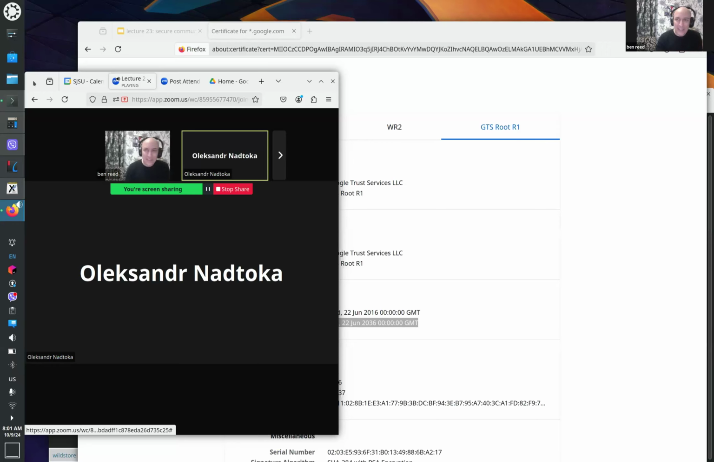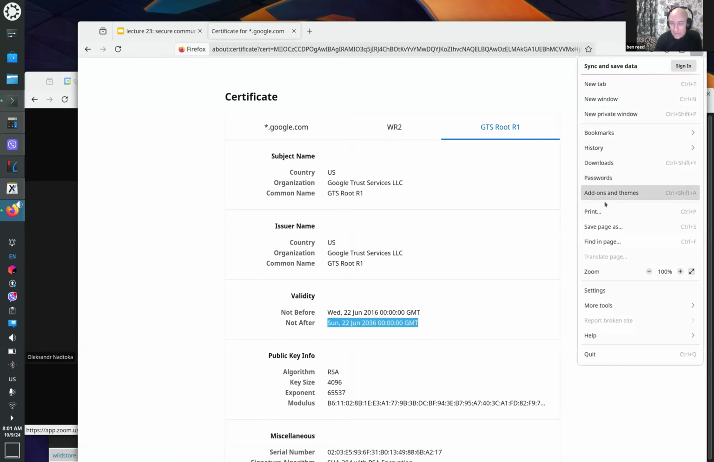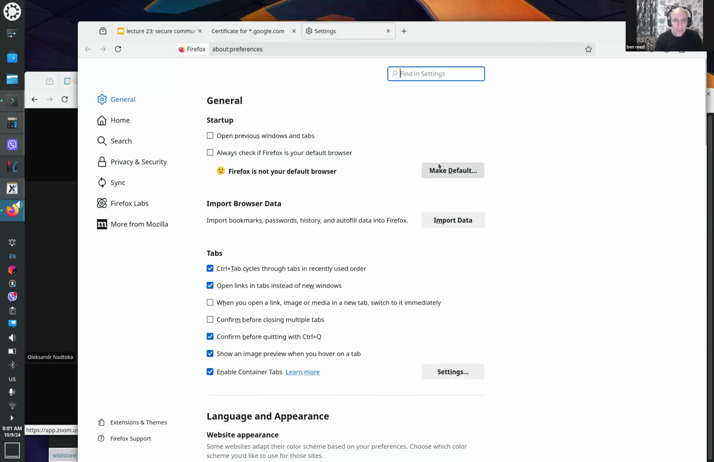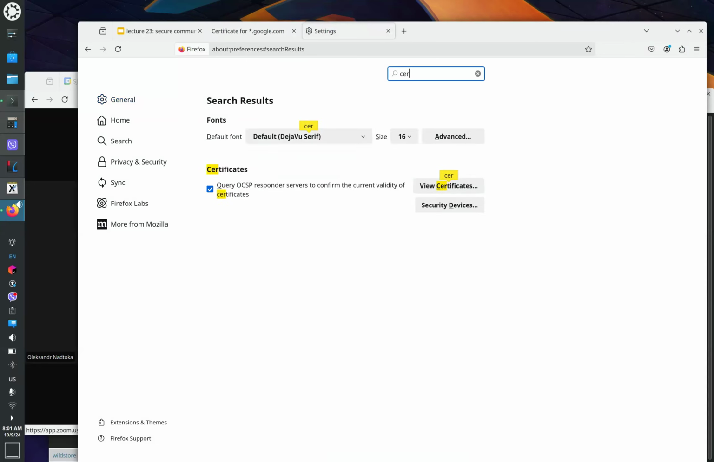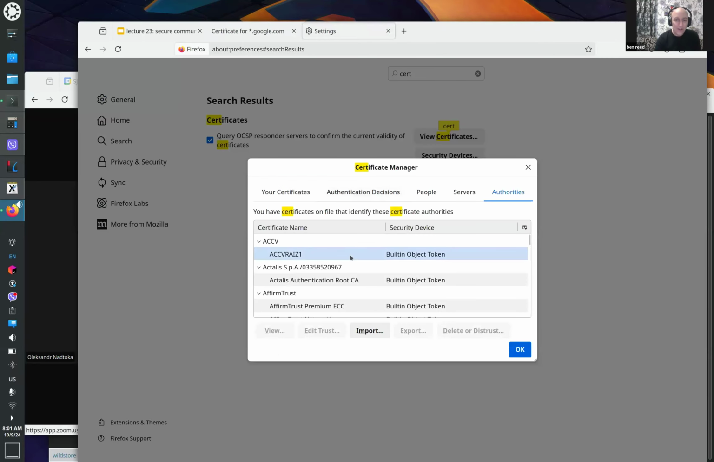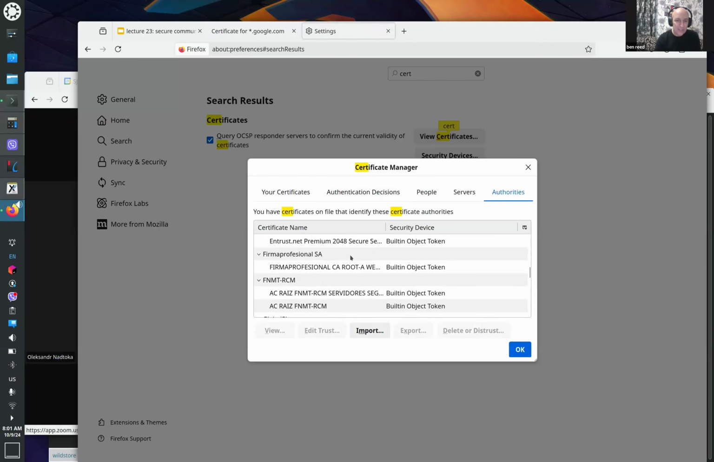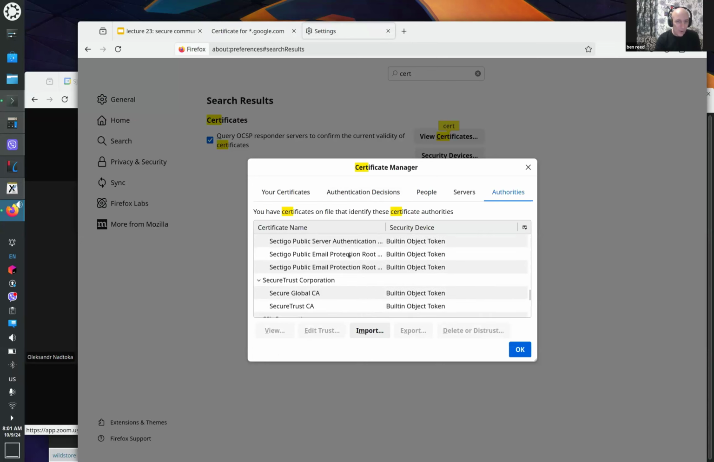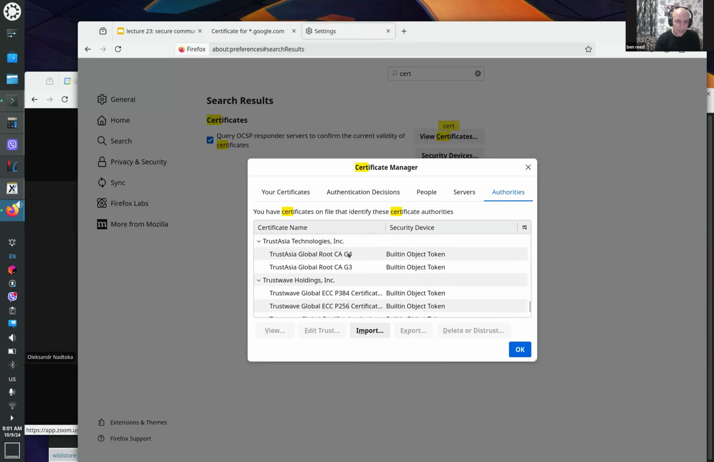So it turns out in the browsers, let me see if I can find it real quick. In all the browsers, you can look at the list of certificates. So these are all the certificate authorities. And as you can see, there's a whole bunch of certificate authorities.